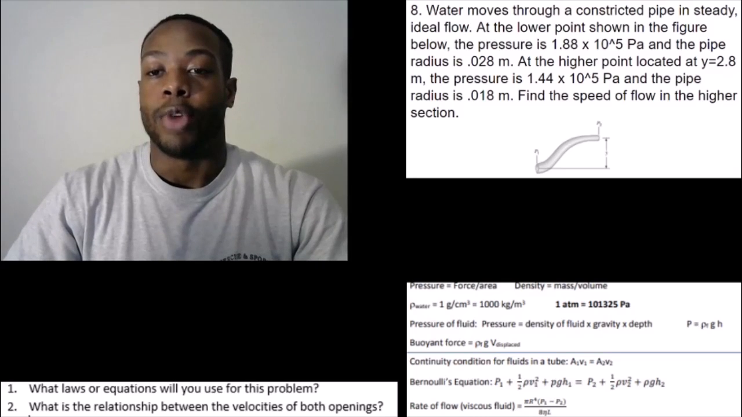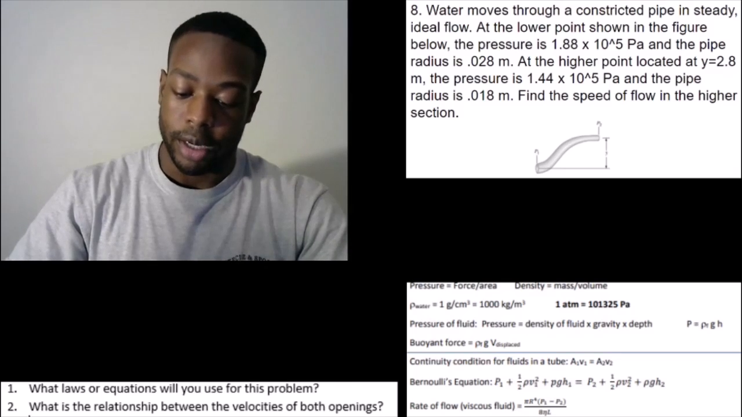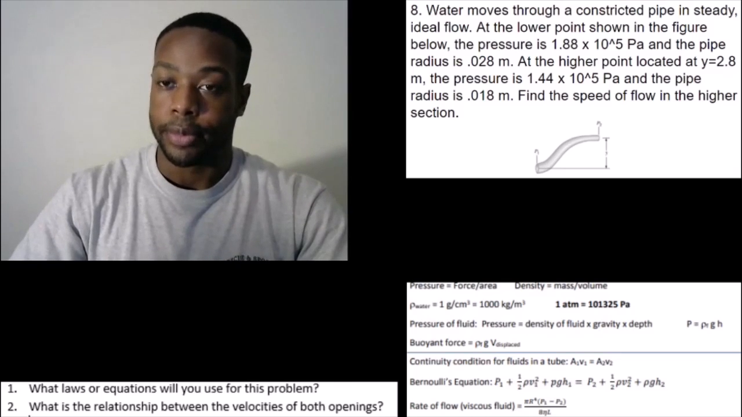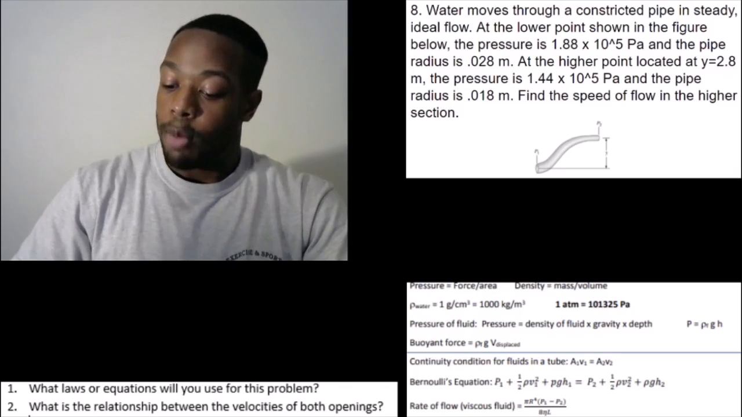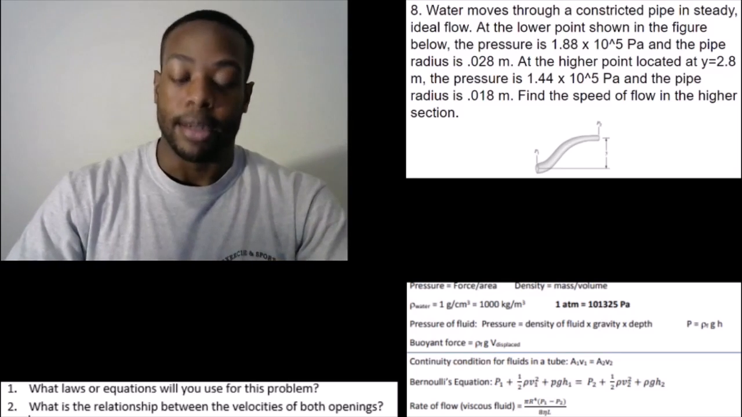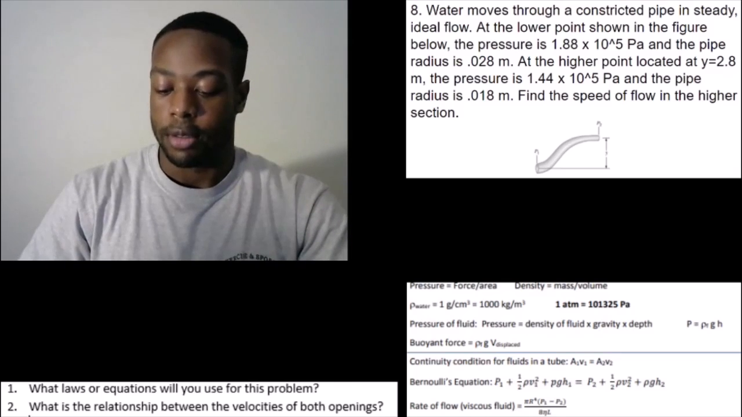Pipe is radius 0.028 meters at point 1 as well. So radius 1 is 0.028 meters. At the higher point, of course, our height is 2.8 meters. So our height up is 2.8 meters.